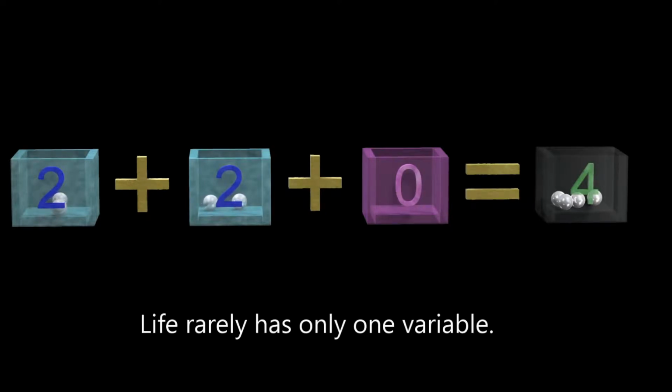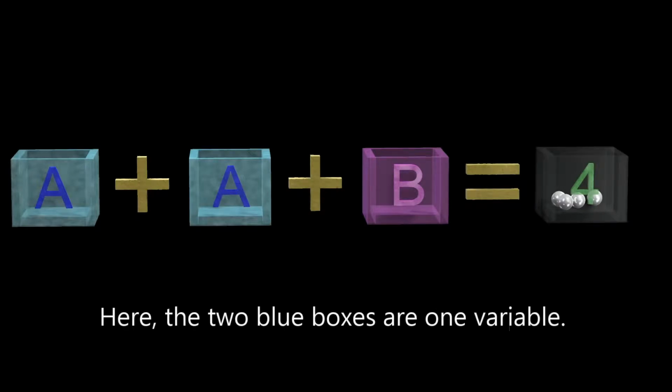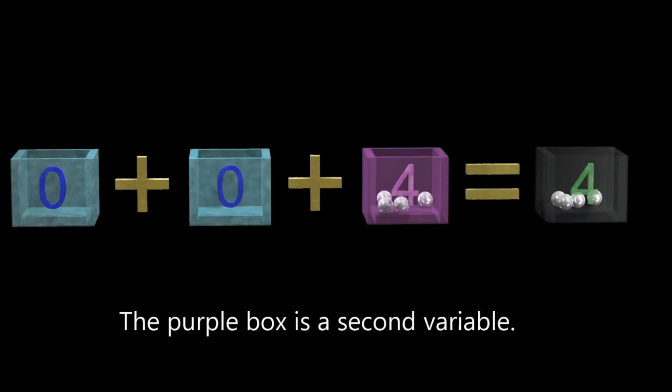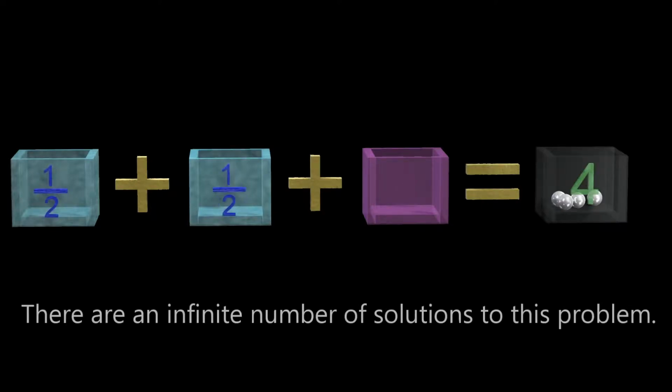Life rarely has only one variable. Here, the two blue boxes are one variable. The purple box is a second variable. There are an infinite number of solutions to this problem.